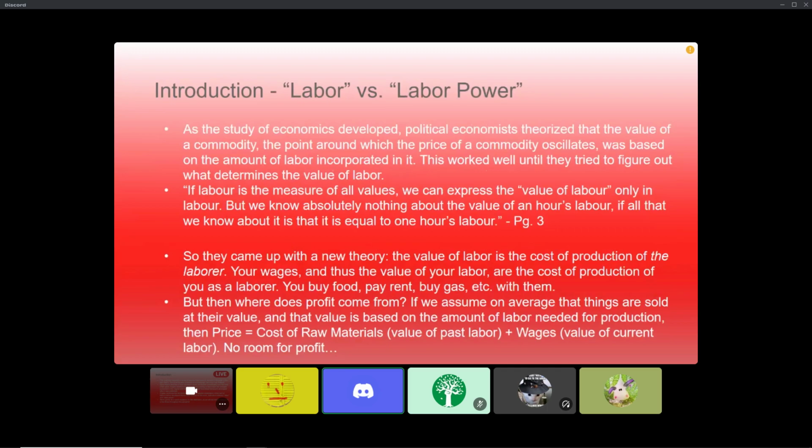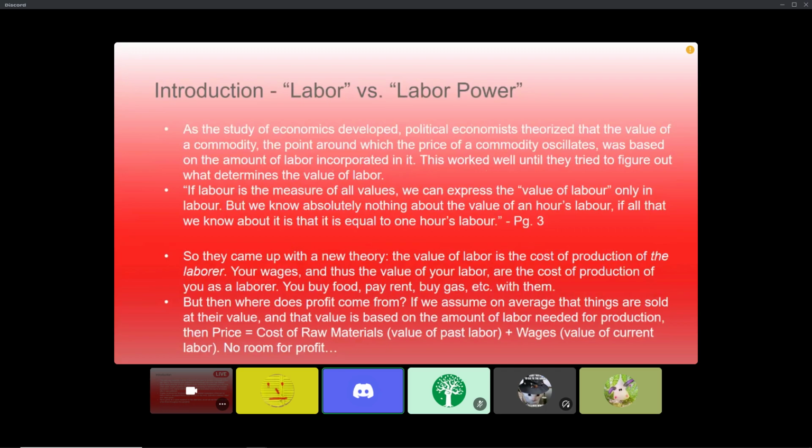And I like Marx's quote, or Engels' quote here. "If labor is the measure of all values, we can express the value of labor only in labor. We know absolutely nothing about the value of an hour's labor if all that we know about it is that it is equal to 1 hour's labor." It's a tautology to say 1 hour's labor is worth 1 hour's labor. That hasn't told us anything. And so those plucky little economists came up with a new theory. The value of labor is the cost of production of the laborer.